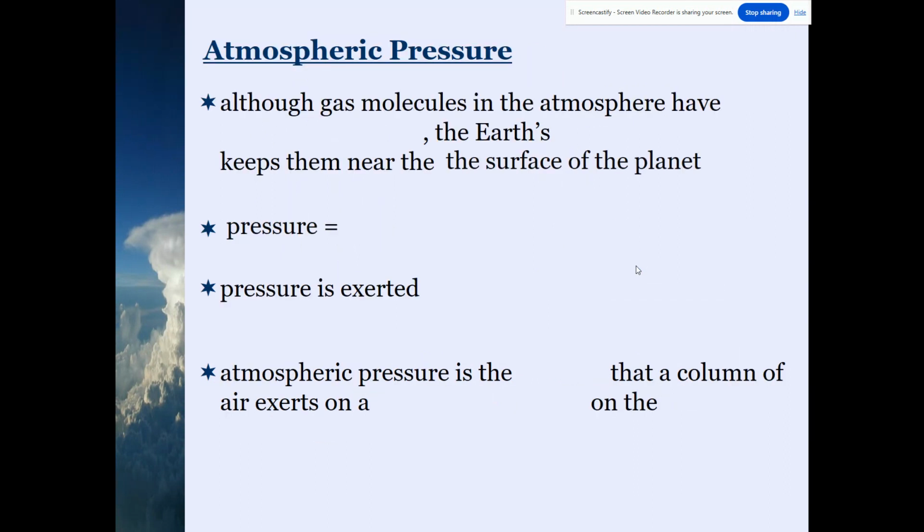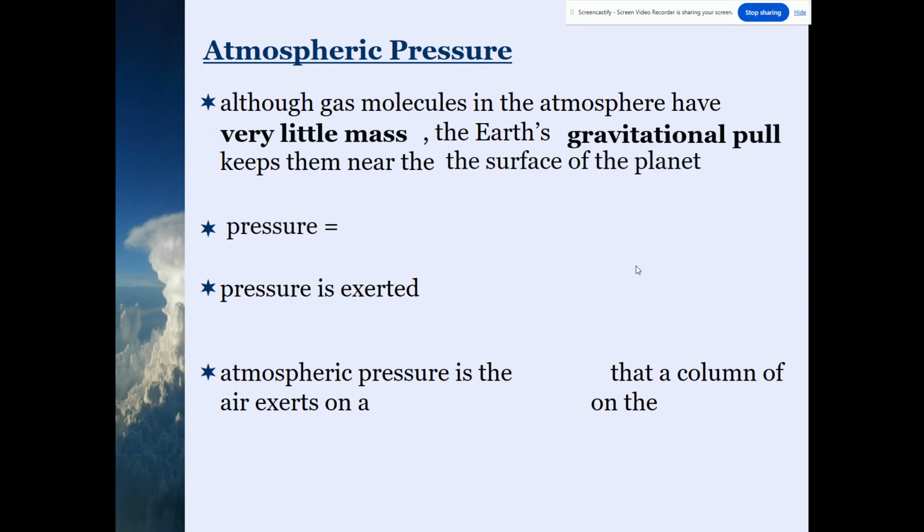So that gets us into our first law that we're going to talk about that looks at the relationship between pressure and volume. So let's start by talking about pressure. So first of all, let's talk about atmospheric pressure.